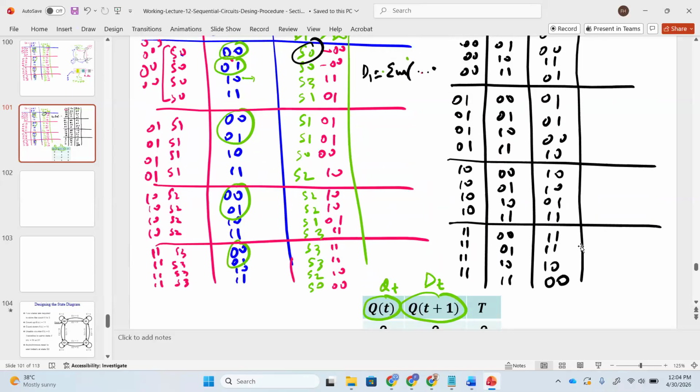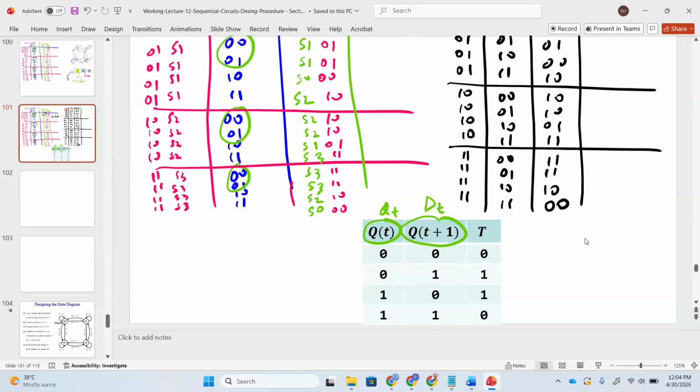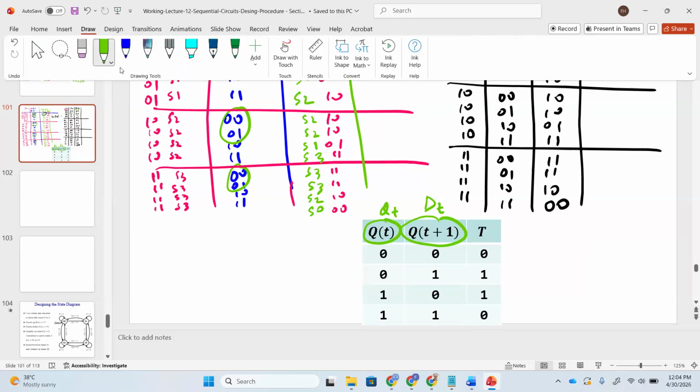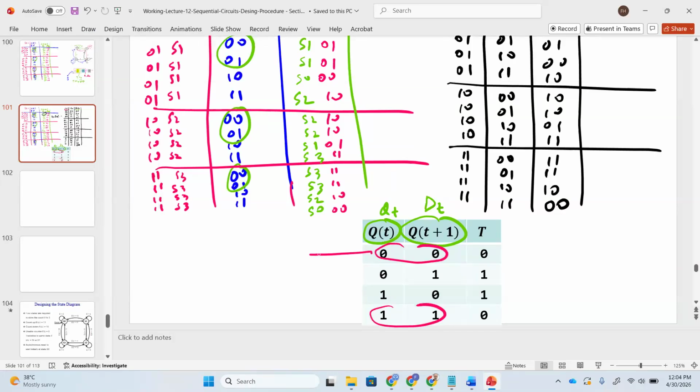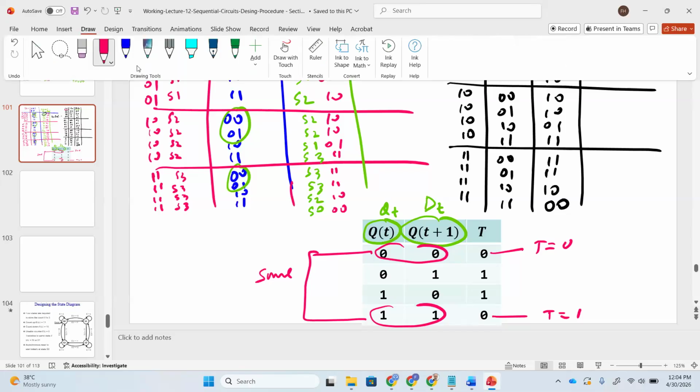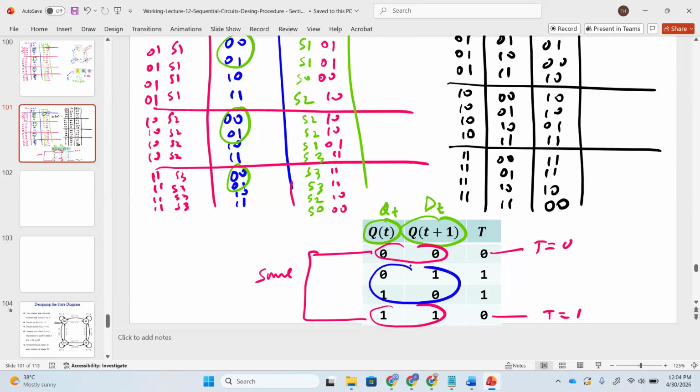Okay, now if they are the same, please look at here. If they are the same, T is equal to 0. And if they are different, T is what? Help me. 1. Is this clear or not clear? Clear. Okay, now can you see here?